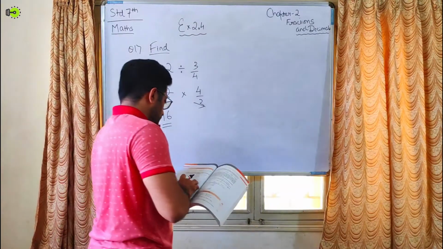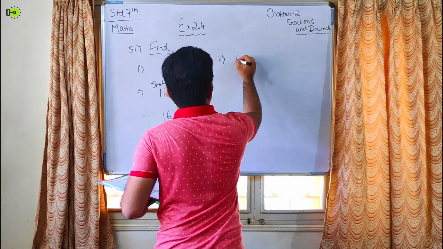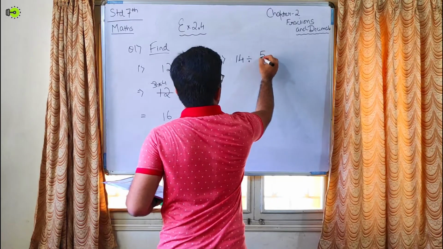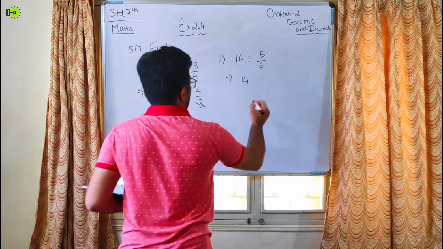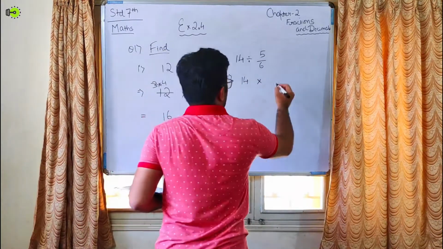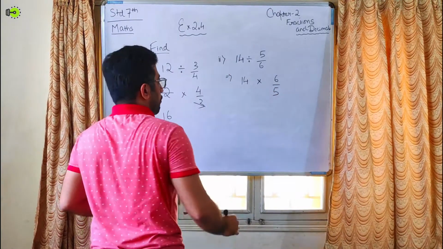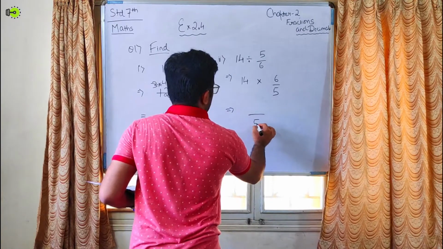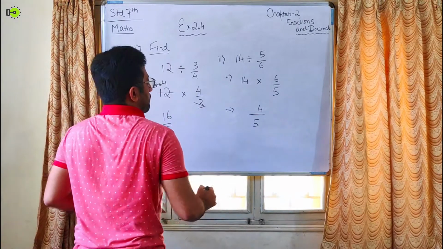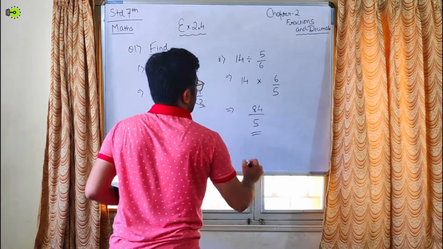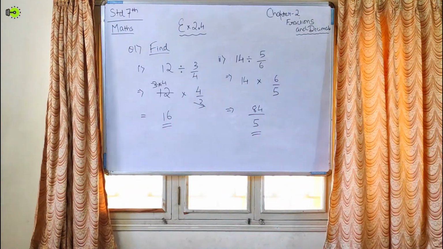Okay, similarly let us try the second one, that is 14 divided by 5 upon 6. So simple, 14 will be as it is, put the sign of multiplication and take the reciprocal of the other number, that is 6 upon 5. Now is there something in common? No. So we'll write down the multiplication of 14 into 6, that is 4, and 6 7s are 42 plus 4 is 46, that is 84. So 84 upon 5. Okay, so please write down.